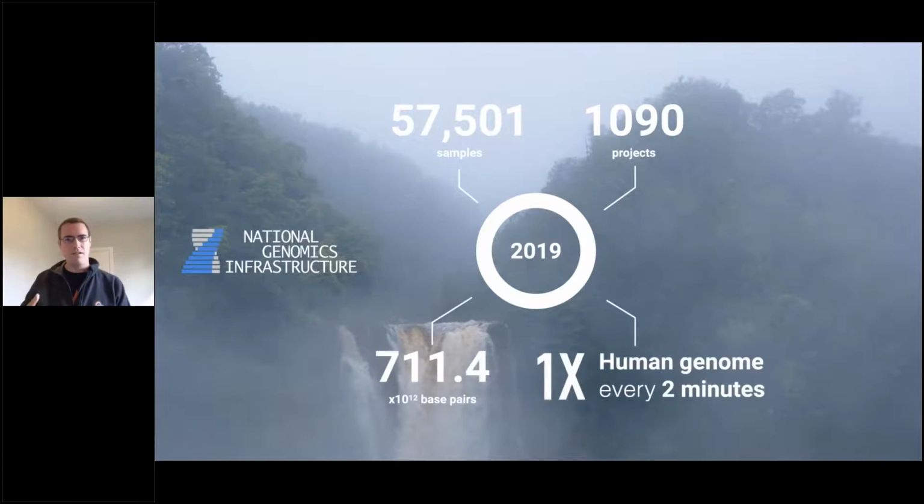When you sum up the amount of DNA sequencing we're doing on these machines, it works out to an amazing number, again with 10 to the 12 and a lot of zeros. But it basically means that we're doing the equivalent of one human genome every 2 minutes, 24 hours a day, 365 days a year. So it's a massive amount of data that we take off these machines and we need to make sense of.